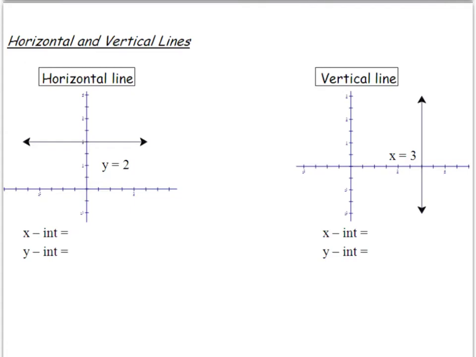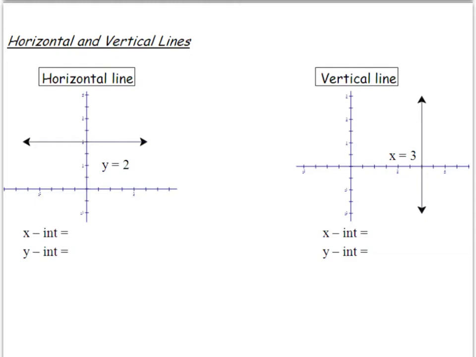All right, the last thing I want to talk about is your horizontal and your vertical lines. Your horizontal line here is a y equals equation, meaning this line will cut through the y-axis, and the point on the y-axis is actually going to be our y-intercept. So it is a y equals line. In this case, it's y equals 2.